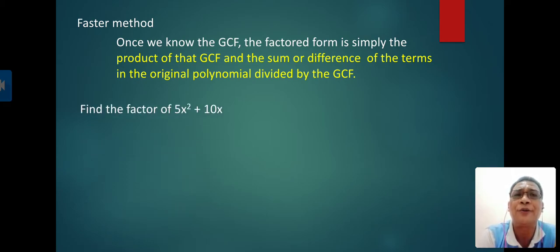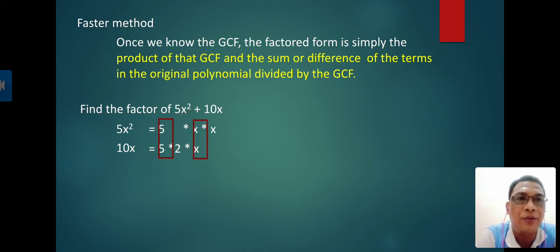Let me have this one. Find the factor of 5x squared plus 10x. Let me find the GCF. 5x squared can be factored as 5 multiplied by x multiplied by x, and 10x can be factored as 5 multiplied by 2 multiplied by x. So your GCF will be equal to 5x.